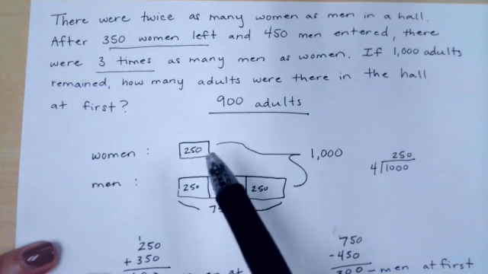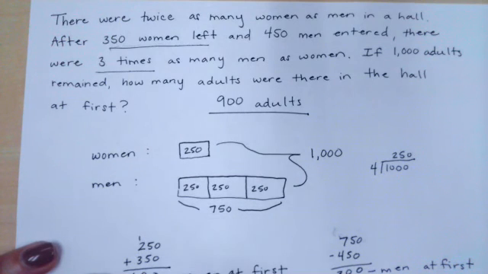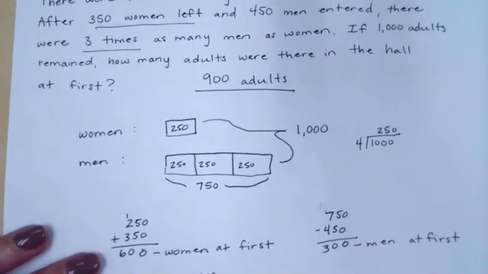So we started with our bar model. That gave us the comparison or the proportion of men to women. And then we were able to use the information it gave us to solve from there.